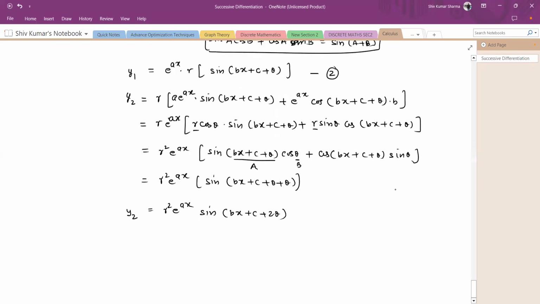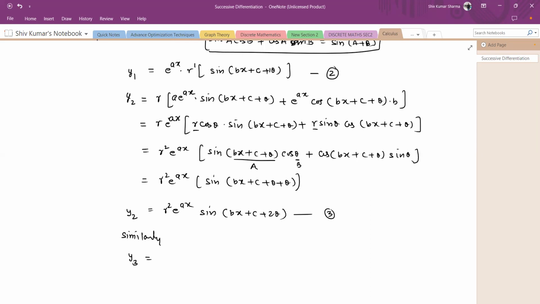So similarly, this is our equation number 3. We do it for the third derivative. Similarly, we write down on the basis of the first and second derivatives. In the first derivative, we have e raised to the power ax into r raised to the power 1. And here is r raised to the power 2 in the second derivative, and sine bx plus c plus theta. That means the coefficient of theta here is 1, but here the coefficient of theta is 2.